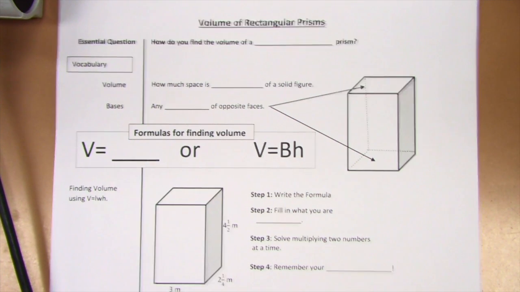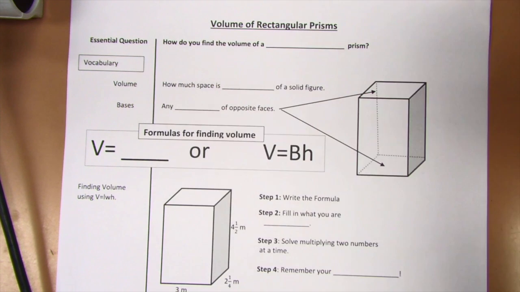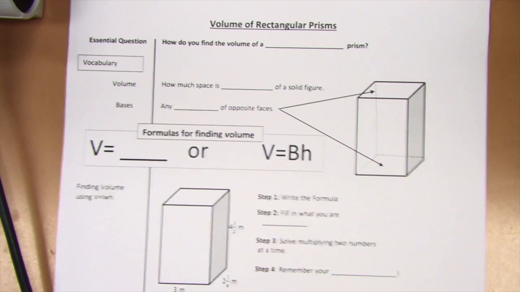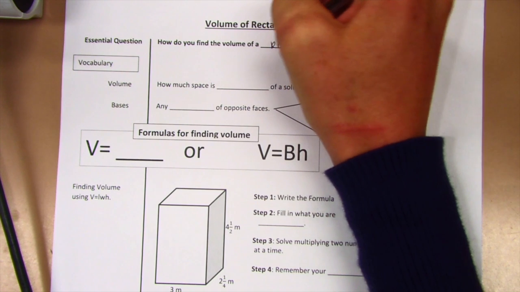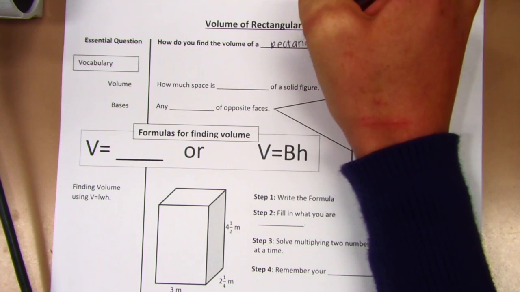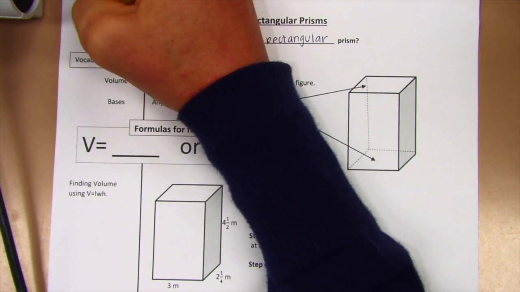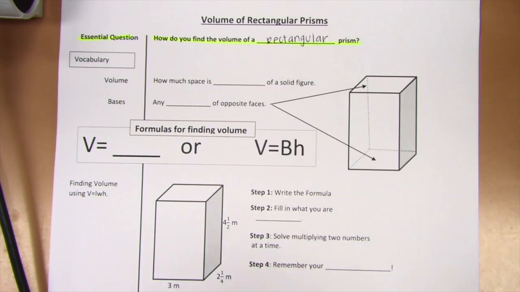Okay, guys, here are the notes that you were given for homework tonight. Volume of rectangular prisms. Remember that any time you need me to slow down, pause the video so that way you can catch up. Starting with our essential question, how do you find the volume of a rectangular prism? Remember that we also highlight our essential question with yellow.